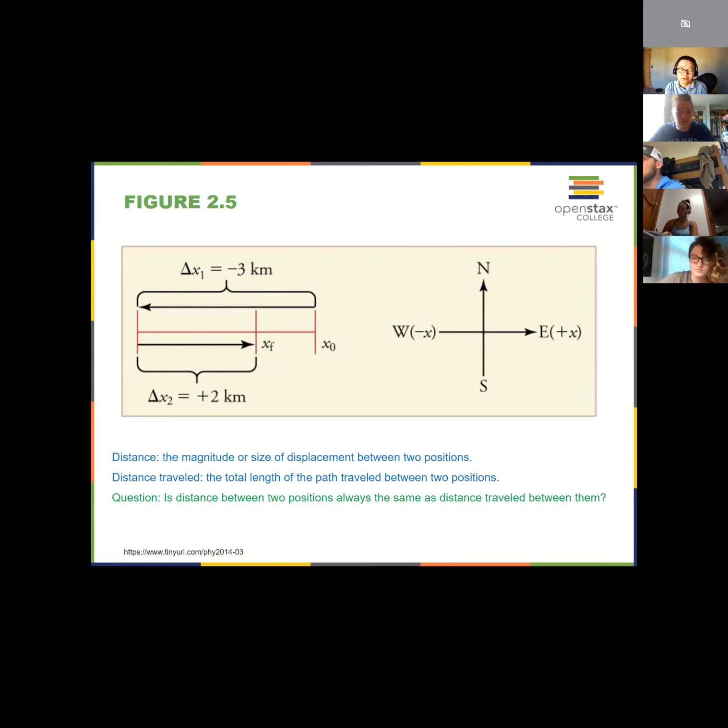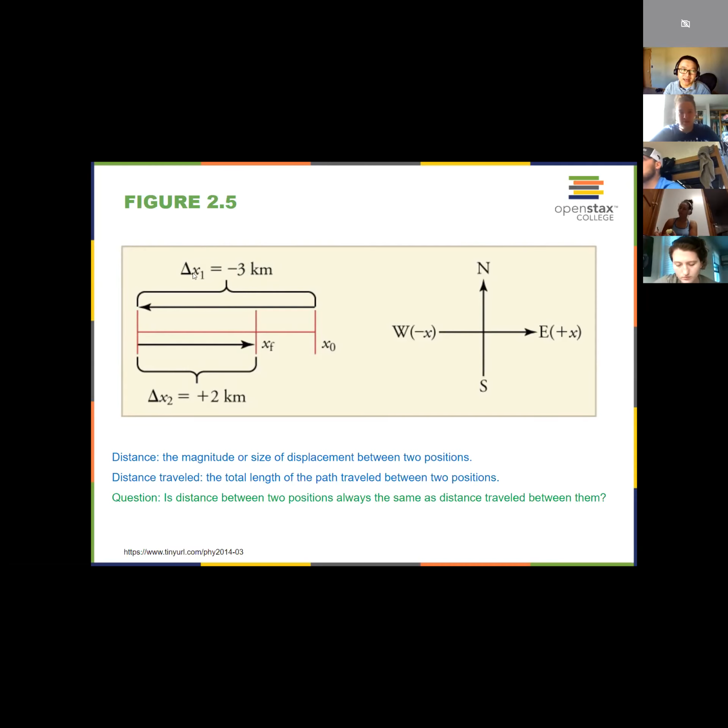Now, distance traveled, on the other hand, is the total length of the path traveled between two positions. To give you an example of the difference between distance between two points and distance traveled between two points or two positions, look at the left figure here. If you start with the initial position, x naught, the right point on this figure, now you are going leftward, 3 kilometers.